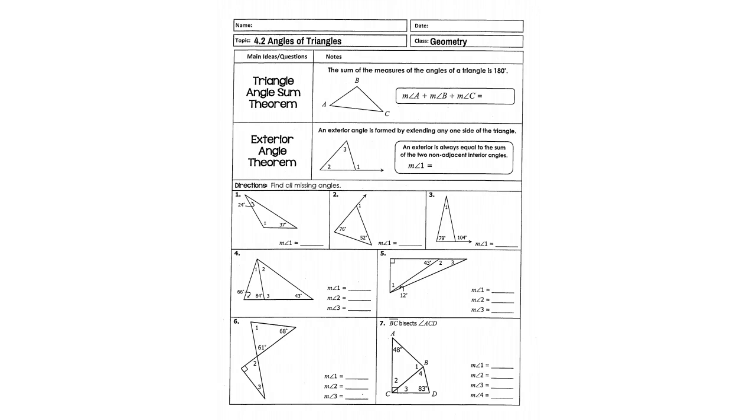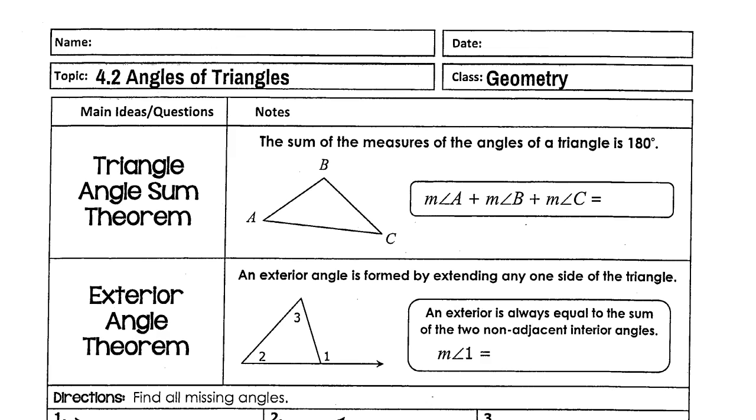Hey guys, today we're going to cover topic 4.2, angles of triangles. Triangle angle sum theorem. That says that the sum of the measures of the angles of a triangle is 180 degrees. So the measure of angle A plus the measure of angle B plus the measure of angle C all add up and equal 180.